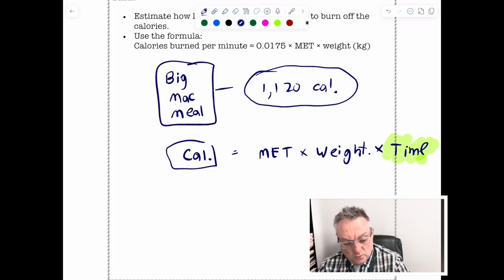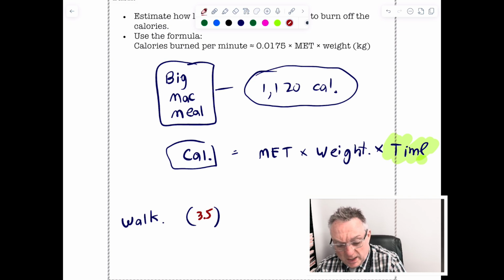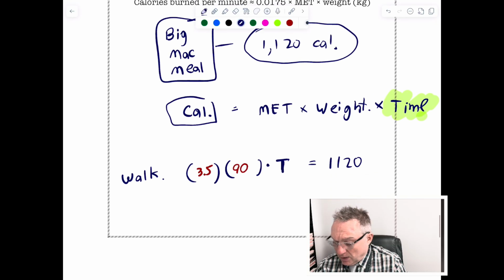So let's look at the walking. My walking has a metabolic rate of 3.5. And let's just assume my weight was 90 kilograms. It's not, I don't think, but we'll go with 90. And I don't know what my time is. I'm going to solve for the time. So I'm going to just put a variable t. And I want this to equal the 1,120 calories.